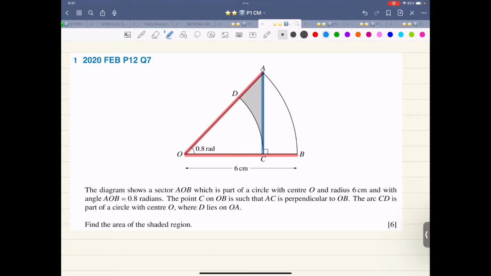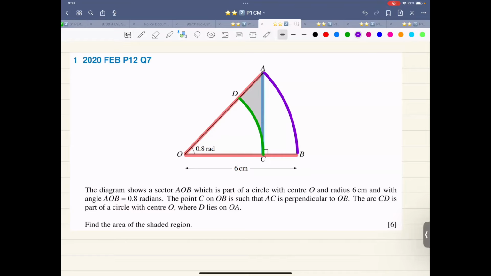The arc CD is part of a circle with center O. So these are concentric circles. So we have this thing over here. This one goes like this. And then there is another one. That one is like this. Okay, so there are two arcs over here. Find the area of the shaded region. Now think about it.